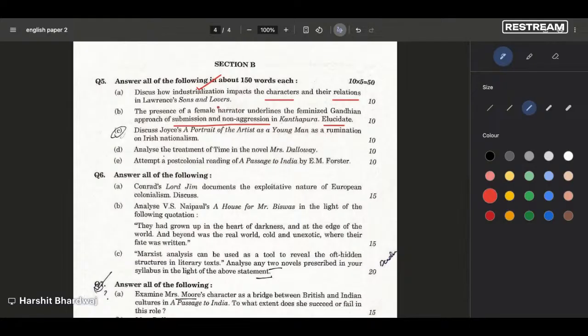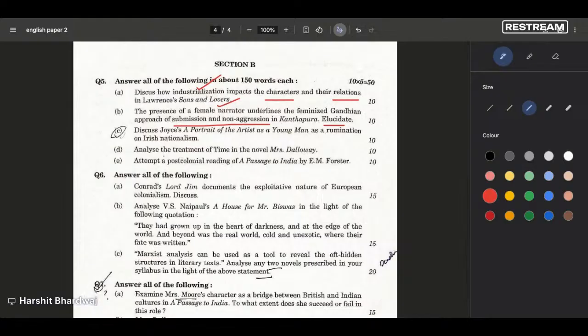So that is very clear. Don't go too much towards Ratna or any other female characters. Stay with Achakka, the female narrator, and stay with the keywords that they want you to work at. Feminized Gandhian approach of submission and non-aggression. The passive aggression, the non-violence approach of passive demonstration.